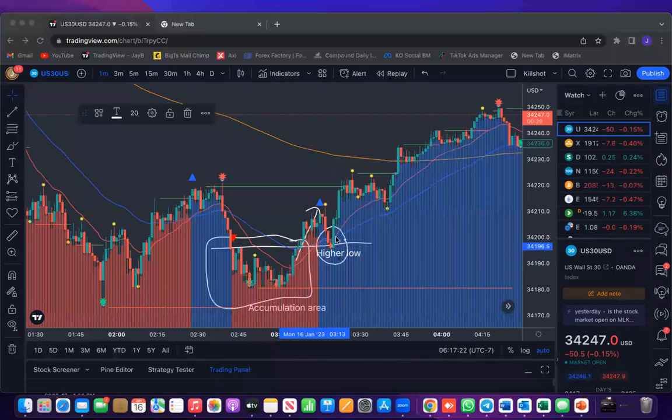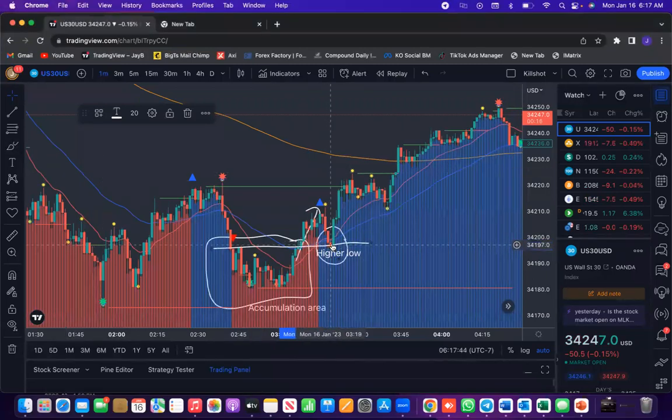And then what does this candle do? It comes down, hits the top of this accumulation area, goes straight up and engulfs both these candles and gets back above these EMAs. So this is indicating that this wants to head back up. And then what does it do? It comes all the way back up, right?